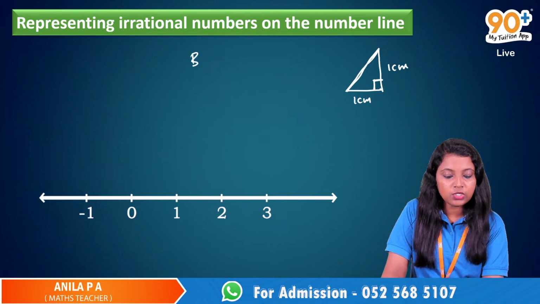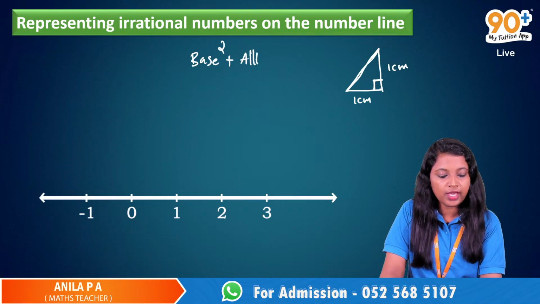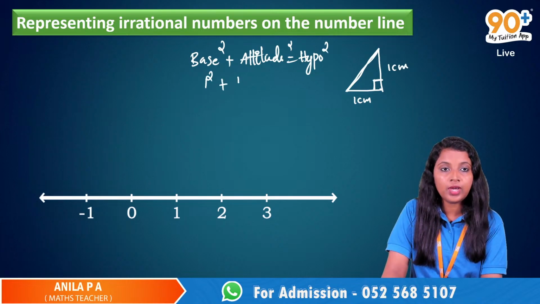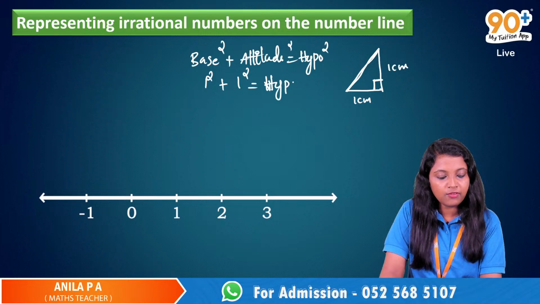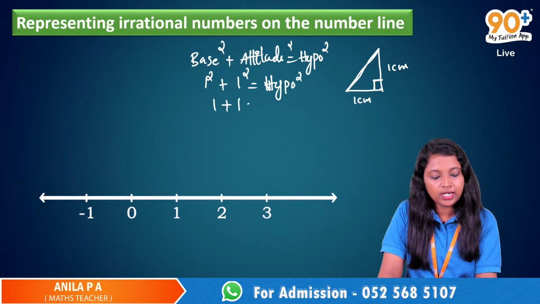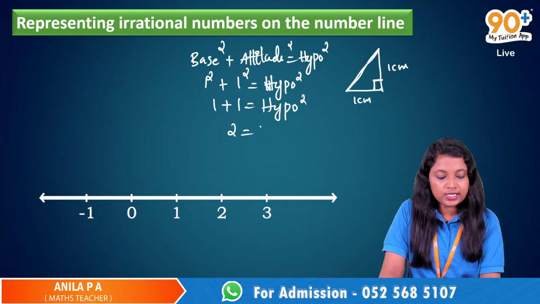Pythagoras theorem says that base square plus altitude square is equal to hypotenuse square, and here the base is 1 centimeter. So 1 square plus 1 square is equal to the hypotenuse square, and 1 square is 1. So 1 plus 1 is equal to hypotenuse square, which implies 2 is equal to hypotenuse square, and therefore the hypotenuse will be equal to root 2.